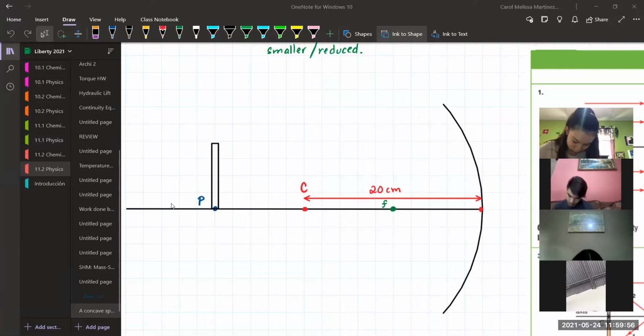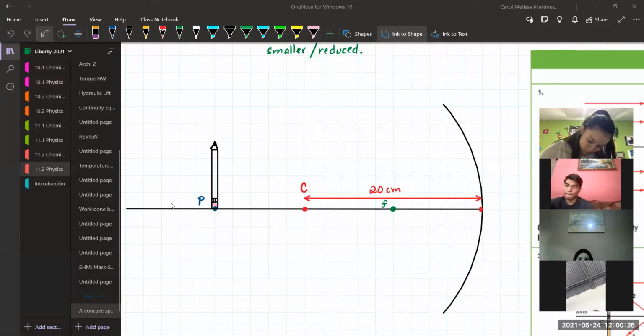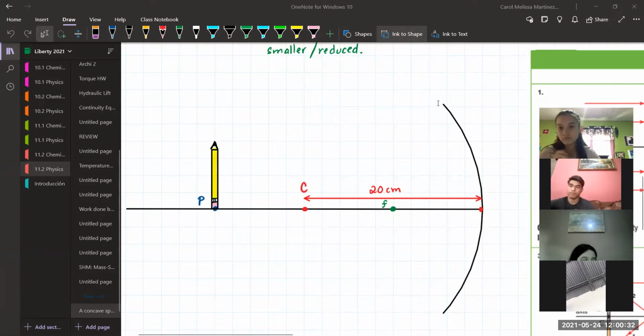So my pencil is something like this. Trust me, it matters, okay? It matters how you draw the pencil because it says it's placed upright, okay?